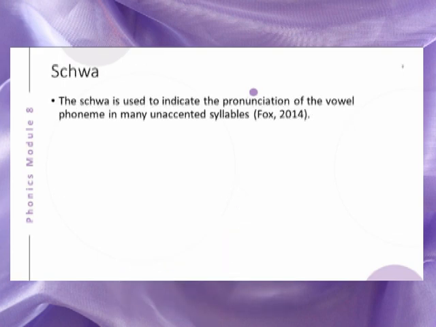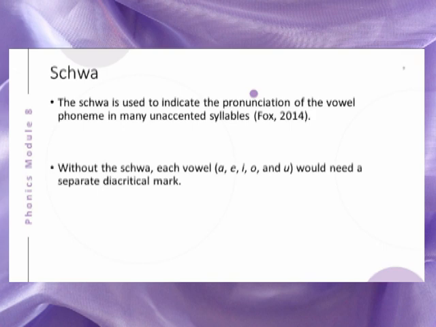The schwa is used to indicate the pronunciation of the vowel phoneme in many unaccented syllables. The use of the schwa for each vowel that represents the short sound, along with the frequent use of short I, has simplified pronunciation keys greatly. Almost all vowels in unaccented syllables represent one of these two short, soft sounds. Without the schwa, each vowel would need a separate diacritical mark to indicate the soft sound that they can all share in unaccented syllables.